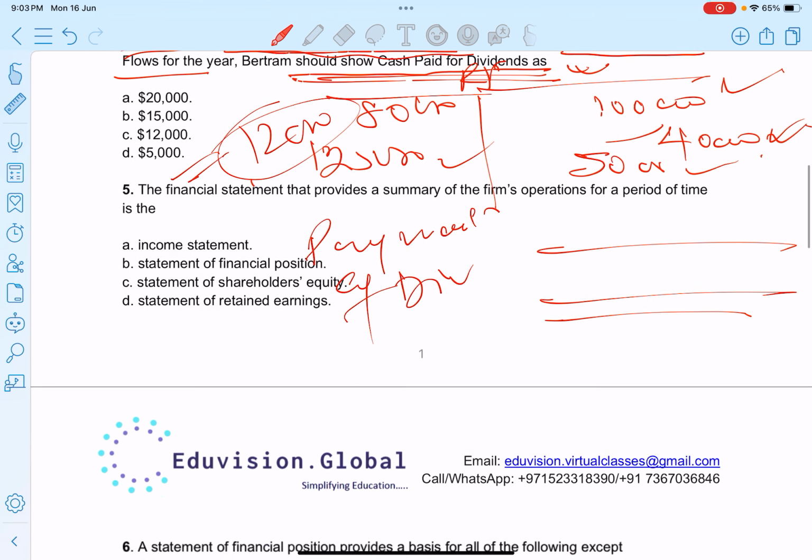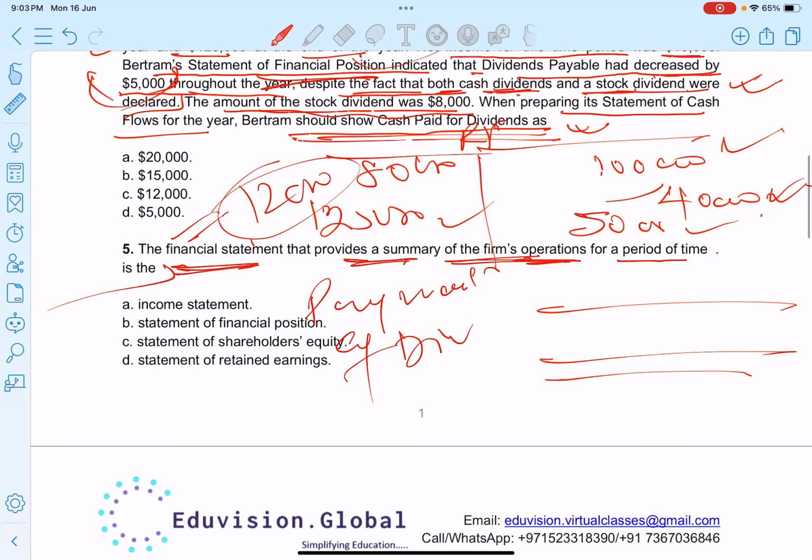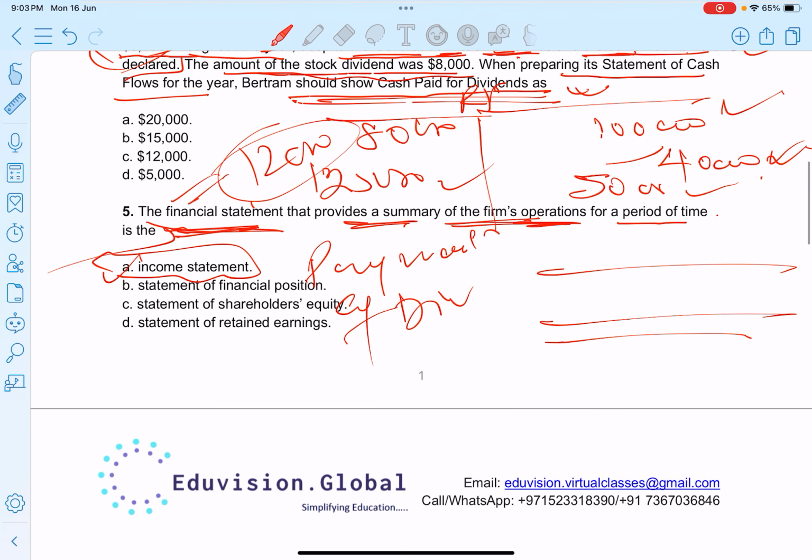Okay, now coming to question number 7, the financial statement that provides a summary of the firm's operations for a period of time. So you need to get the idea of what is meant by period of time. When the company is talking about profitability, this will be reported in the income statement. So this is like the P&L account we are talking about here.